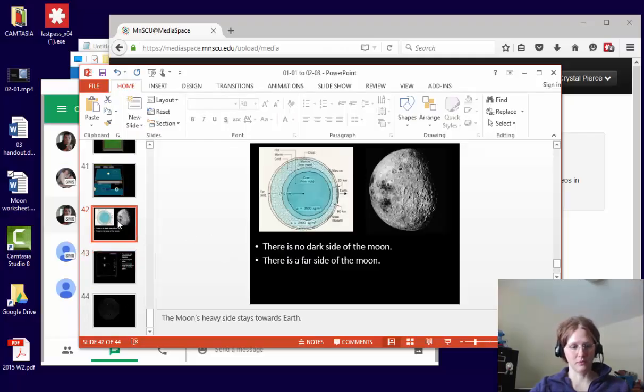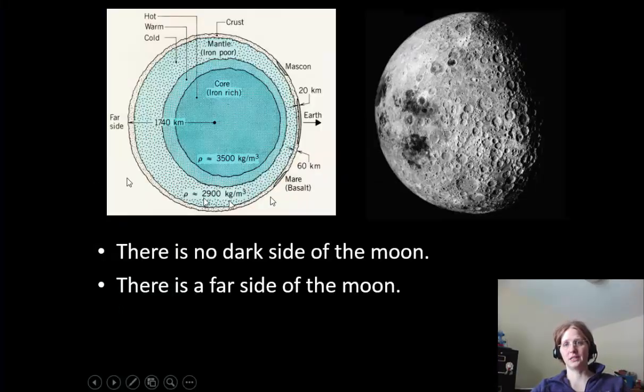The backside of the moon looks like this right here. Sorry for flipping on slides on you. We'll go back to the animation here in a second, but that's the backside of the moon. You've never seen it unless you looked at a photo.